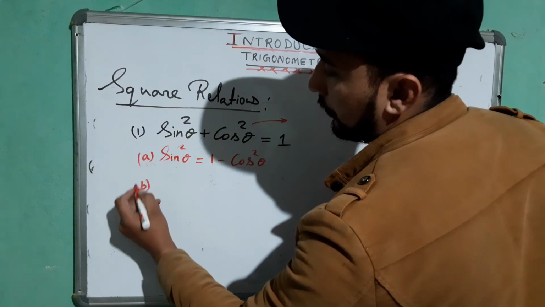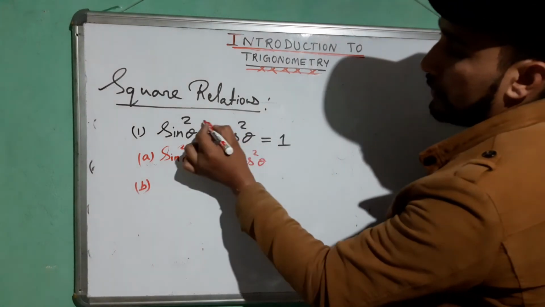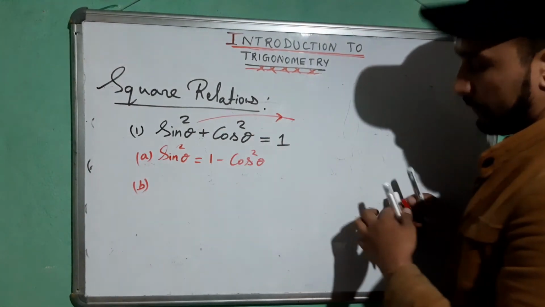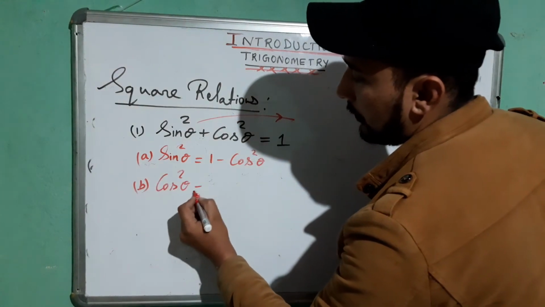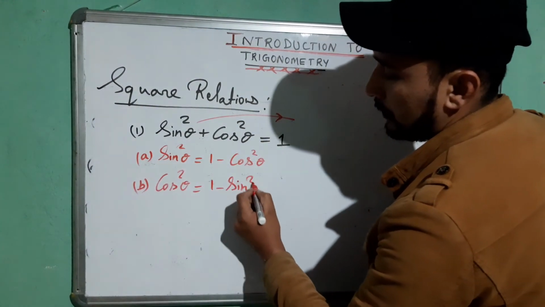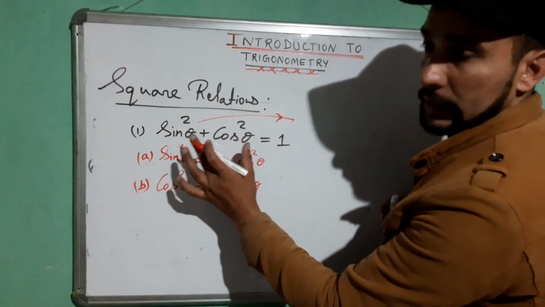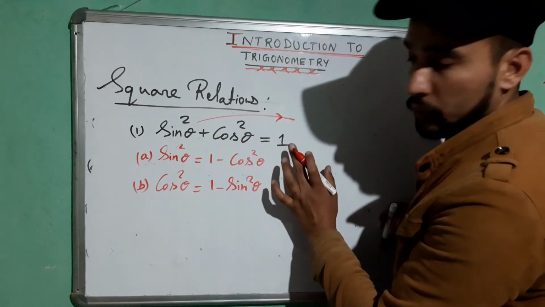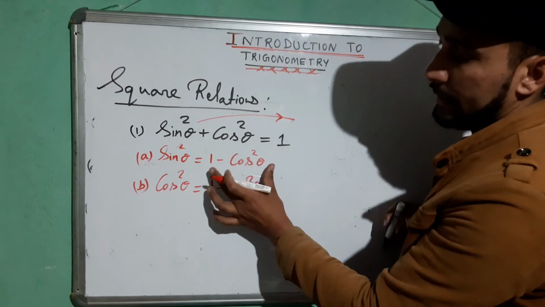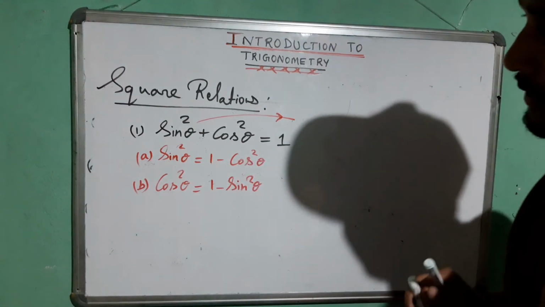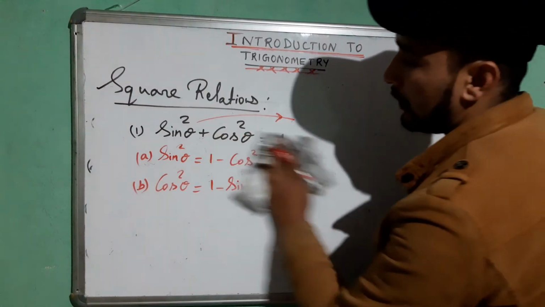And number B, if you take sin this side instead of taking cos, then cos square theta will be equals to 1 minus sin square theta. So the main formula is sin square theta plus cos square theta equals to 1. From here you can derive two formulas. For sin theta you can write an expression, for cos theta you can write an expression. Okay, so there is a square relation between sin and cos.